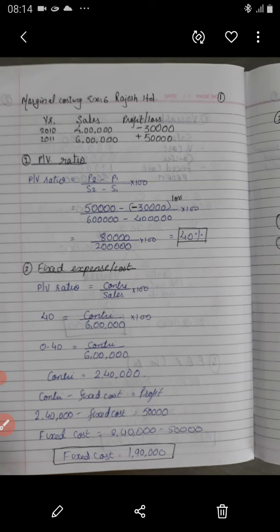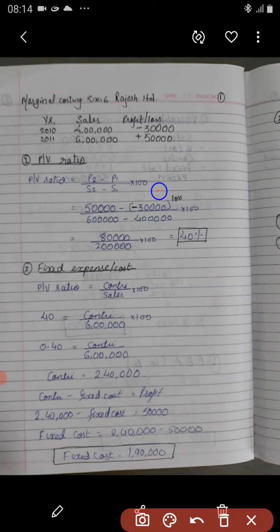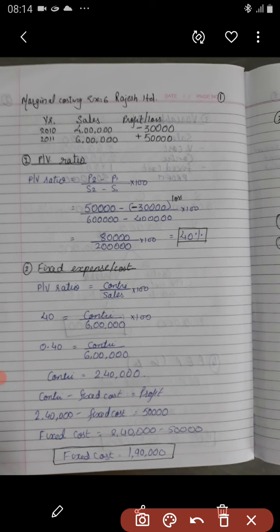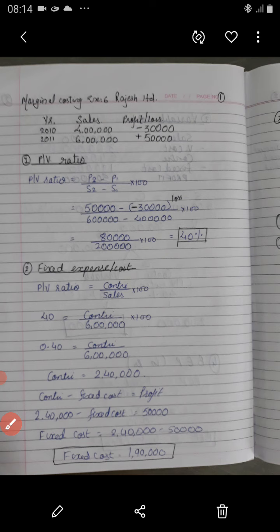You can see the same on the screen. See the formula of PV ratio: P2 minus P1 upon S2 minus S1. P2 means profit of second year, that is 50,000, minus profit of first year, but as there is a loss it is written as negative 30,000. Next, S2 is 6 lakhs and S1 is 4 lakhs. So the PV ratio will be 40,000. Here minus minus becomes plus, so 50 plus 30, that would be 80, and divide by 2 lakhs. So the PV ratio is 40%.